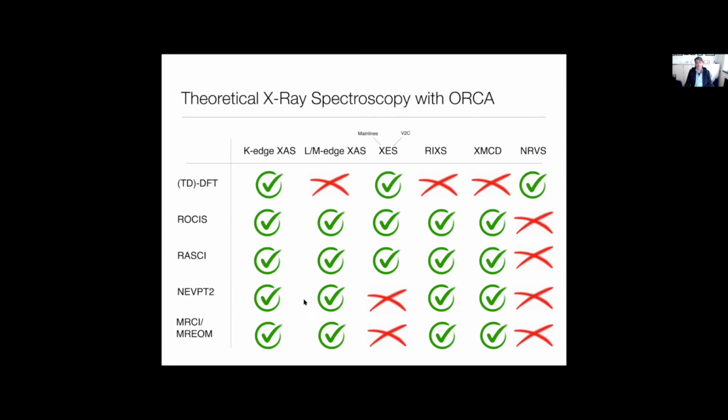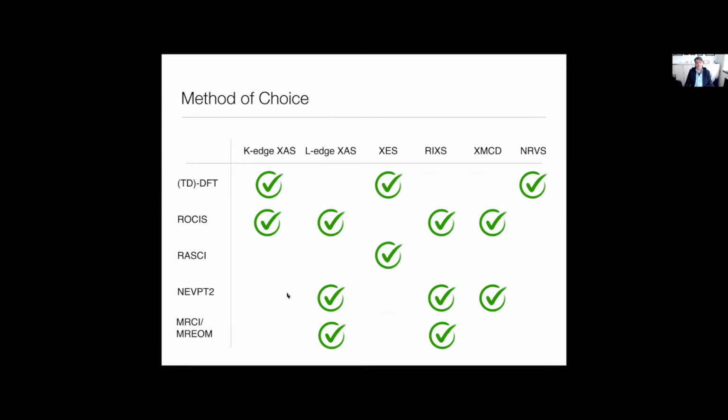And of course, you have 1,000 options here. And what I recommend? And here's the recommended methods for different types of spectroscopy. So I would definitely recommend DFT to do K-edge XAS and XES and also NRVS. These are nice applications of DFT. They typically work rather well, and they're very easy to use and computationally efficient.